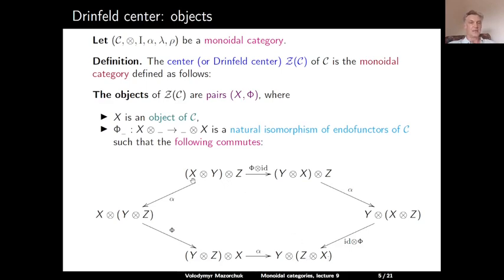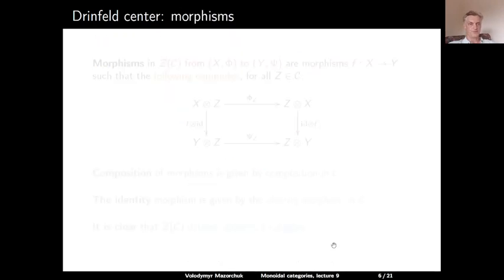Alternatively, starting from x tensor y tensor z, we can apply phi in the first bracket to go to y tensor x tensor z. Then we can apply the associator to go to y tensor x tensor z. And now we can again apply phi in the bracket to go to y tensor z tensor x. This gives us two ways in this diagram, and they should coincide. So this diagram should commute.